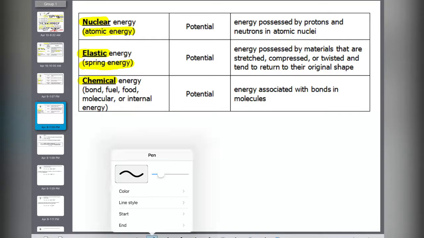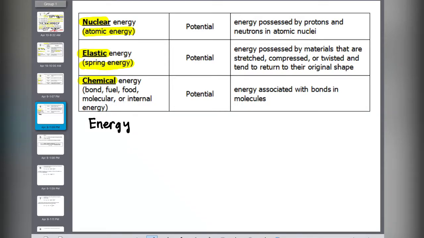Something we could be talking about are these things called energy transformation equations. I just want to do one really quick example so that you can get an idea of what we will be talking about when we talk about the conservation of energy. Energy is transformed from one form to another. So say, for example, we want to talk about a flashlight.